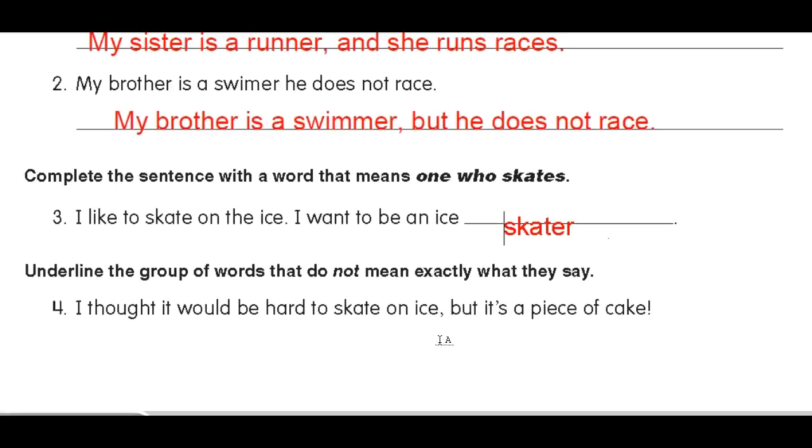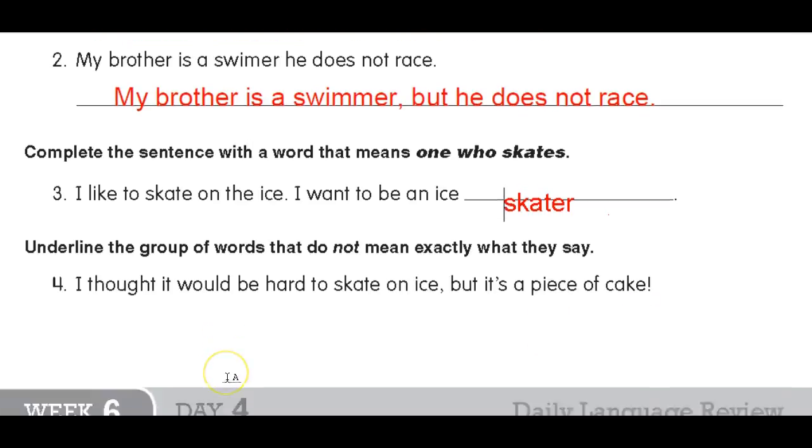Underline the words that don't mean exactly what they say. I thought it would be hard to skate on ice, but it's a piece of cake. Okay, you should have underlined "it's a piece of cake." This is an idiom. It doesn't really mean that skating is a piece of cake that you eat. It means that it's easy. It's a saying that we use.